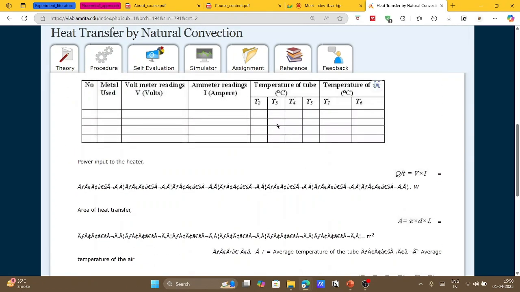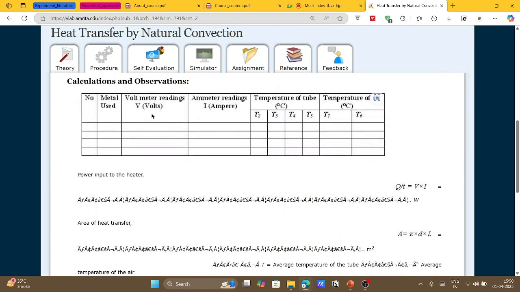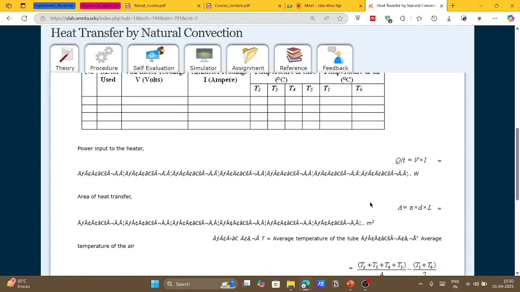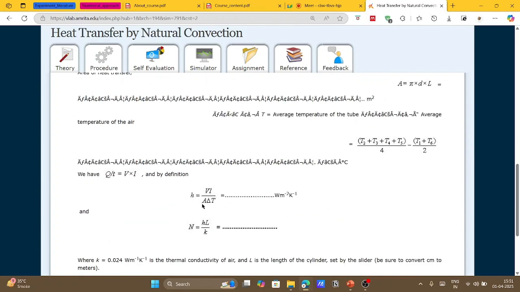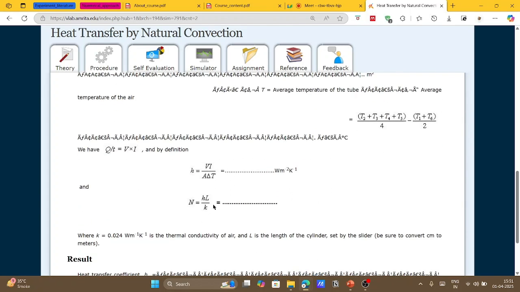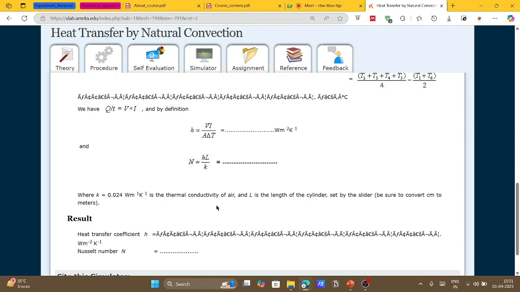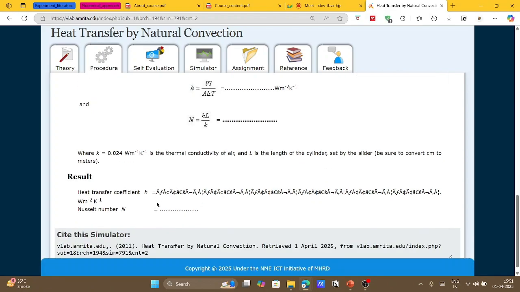To compute that, the total heat transfer will be given by voltage times ammeter reading, right? So that will be our total heat transfer. Area will be the area of the surface over which the fluid is passing. It's a cylindrical surface, so it's pi dL. Then the heat transfer coefficient will be Q divided by A into delta T. And then the Nusselt number will be calculated as h into L by k. Right? So here one thing that we will need is the thermal conductivity of our fluid.